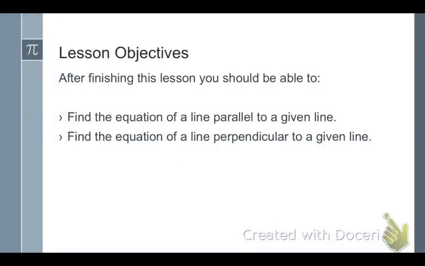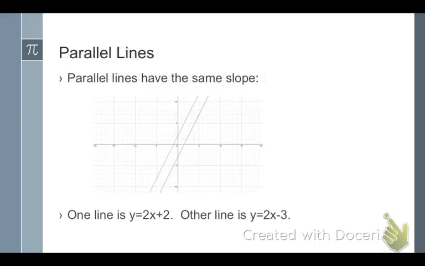So those are our lesson objectives. We need to find the equation of a line parallel to a given line or find the equation of a line perpendicular to a given line. The whole concept behind this lesson in doing these is you have to understand how the slopes of the line you're given and the line you want are related.